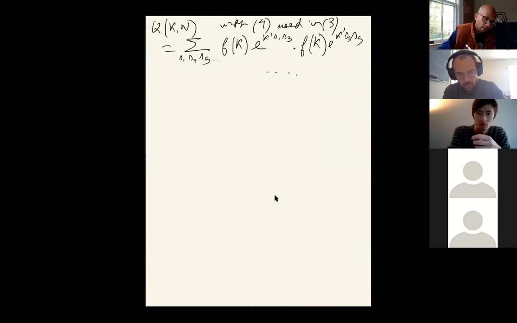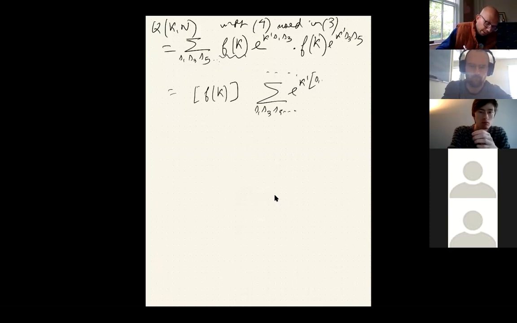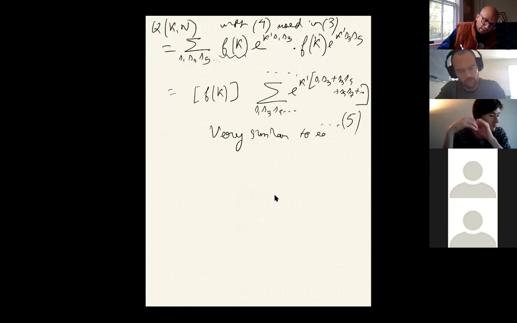Because now this thing, how many f of k's do we have? If I want to remove all the f of k out and write a power over there, let's figure out that power in a moment, but then this thing will look like k prime S1 S3 plus S3 S5 plus S5 S7 plus dot dot dot. This is very similar to equation 3, right? What power should I put here?